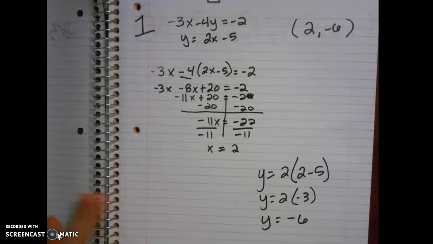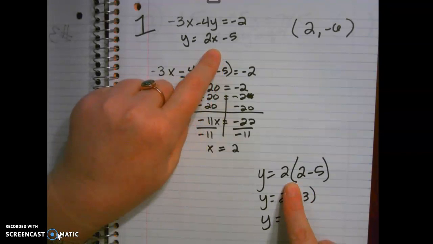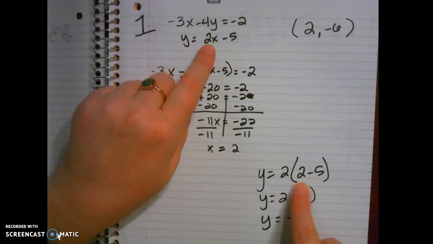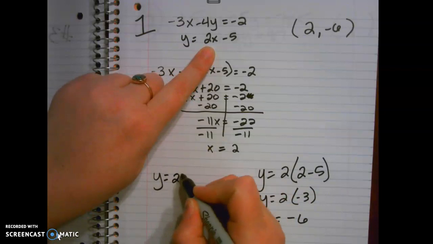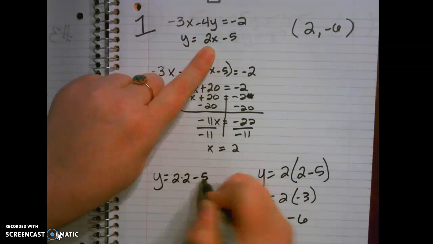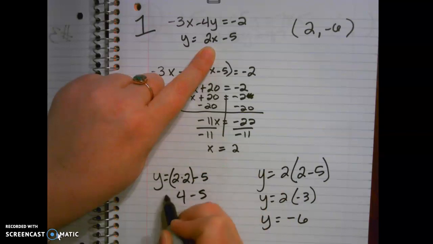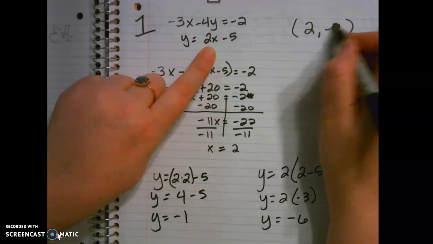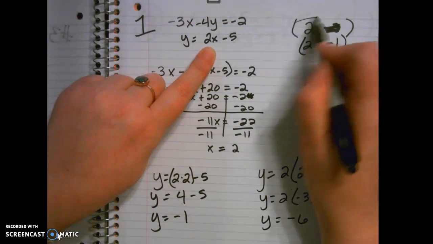Oh my goodness, you guys, did you catch that? I totally made a mistake. So look, I put my parentheses in the wrong place. So you see how I bundled this together? Well, that's wrong. I should have put this 2x and like this together. So really, it should look like this. Y equals 2 times 2 minus 5. So my parentheses should go right here. So I should have 4 minus 5 equals y. Y equals negative 1, not negative 6.